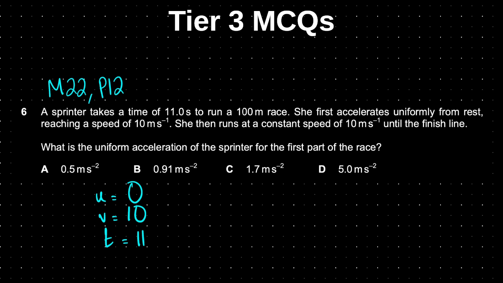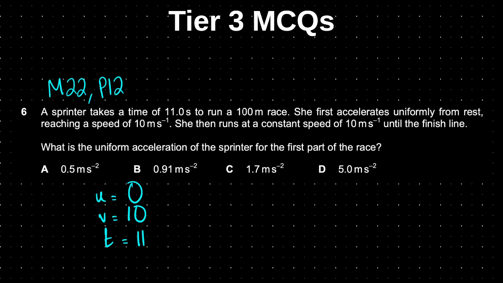But keep in mind, this 100 meters is not just covered in the first stage. It takes the culmination of the distance she ran in the first stage as well as in the second stage, because until the finish line, the 100 meters is covered in both the first part and the second part. We were only asked the uniform acceleration of the sprinter for the first part. So just a heads up in case you were thinking of this, we can't use S.